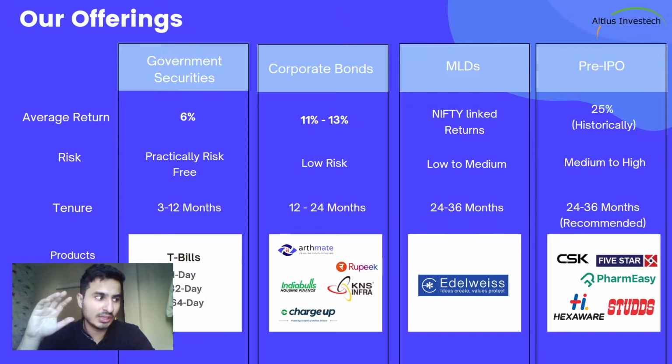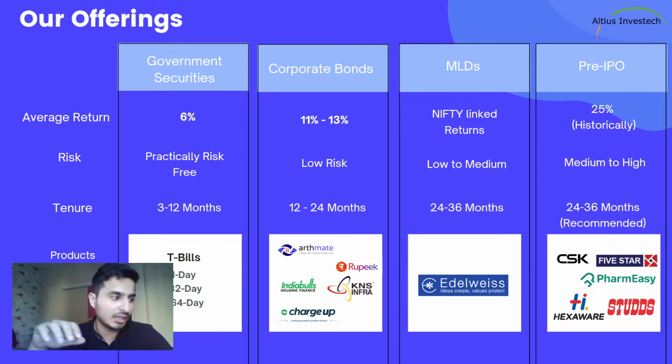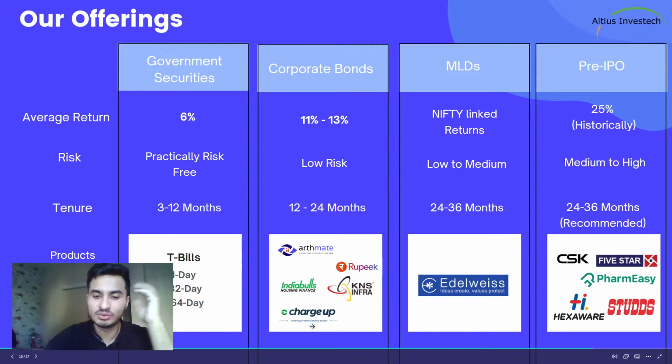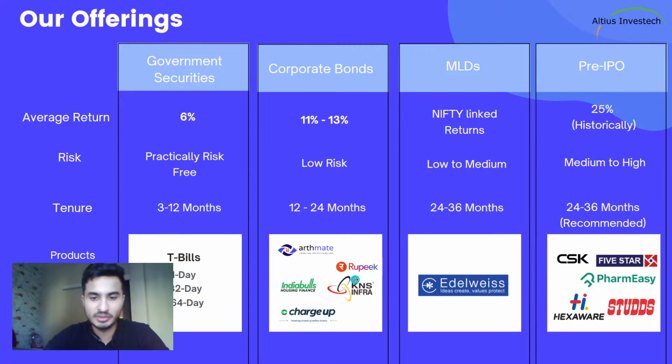On our platform we have listed Arthmate, Rupeek, and a product from India Bulls. We had earlier listed KNS Infrastructure, which is sold out, and it fetched a return of close to 16 to 17%. So it was a bit on the riskier side, but the returns were really good for the product. The third one is MLDs.